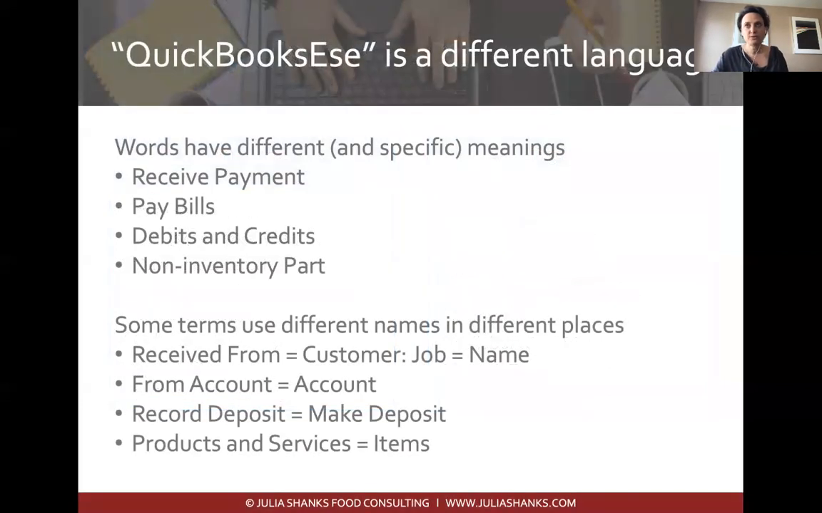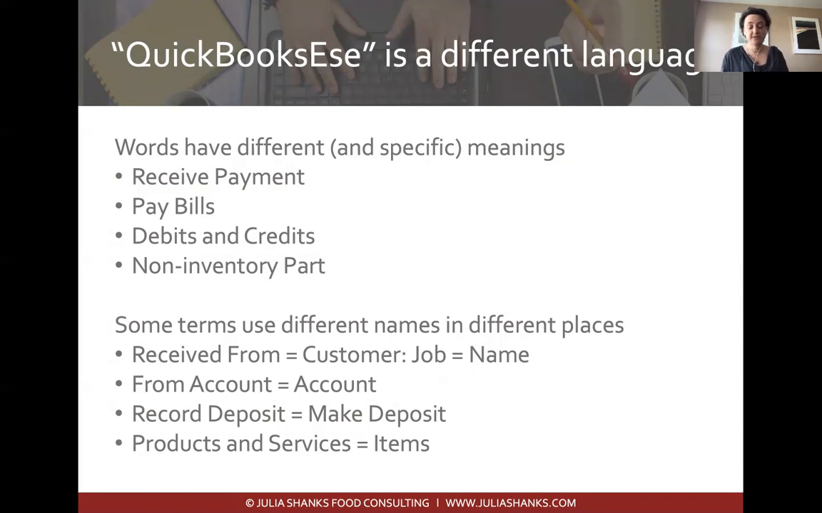One of the things that makes QuickBooks really frustrating to get started with is that QuickBooks has its own language. As an example, in English, we talk about paying a bill. It's like, oh, I got my Verizon bill in the mail and I'm going to go pay it. Paying a bill in QuickBooks has a very specific meaning. In QuickBooks, you only pay a bill after you enter a bill. So if you don't enter a bill in QuickBooks, then you don't pay a bill. You just write a check. So there's some very deliberate, specific uses of each term.